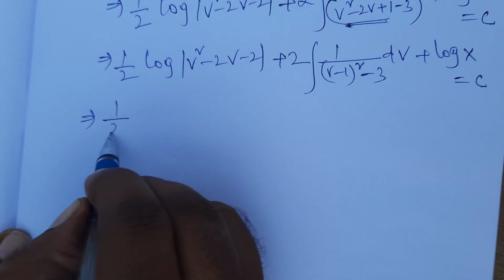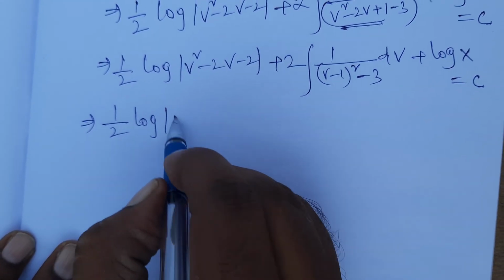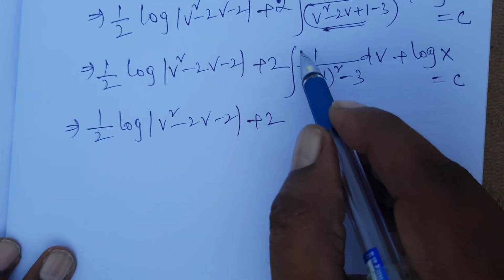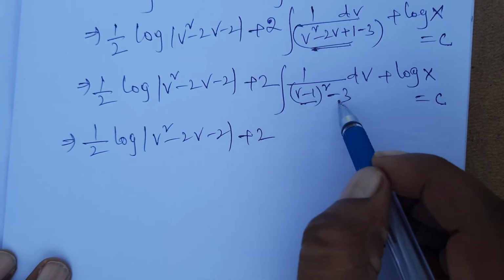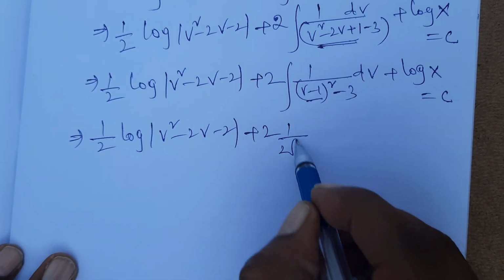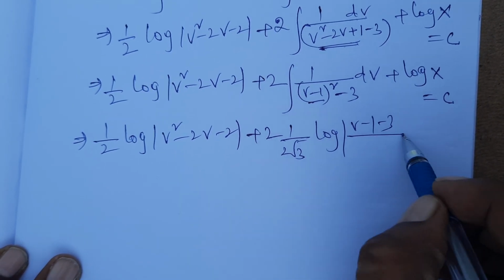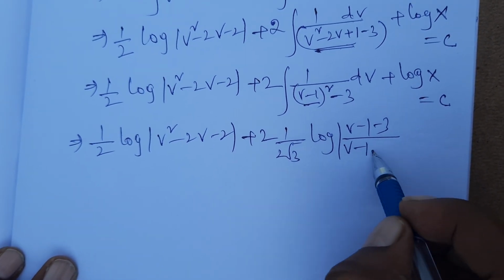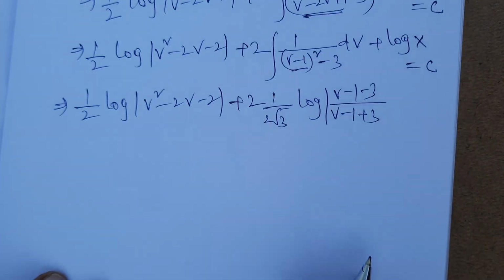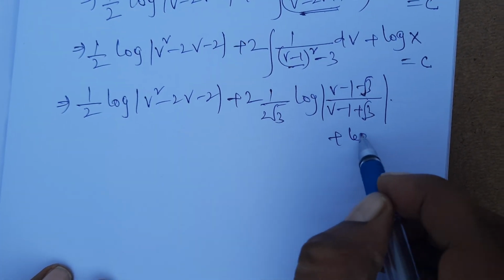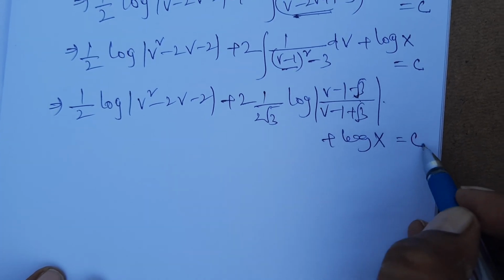Now this value changes to 1/2 into logarithm of (v² − 2v − 2) plus 2 into, what is the formula for this one? Integral 1/(x² − a²) is 1/(2a) into log mod (x − a)/(x + a). Of course here a is root 3, you may get like this, plus logarithm of capital X is equal to c.